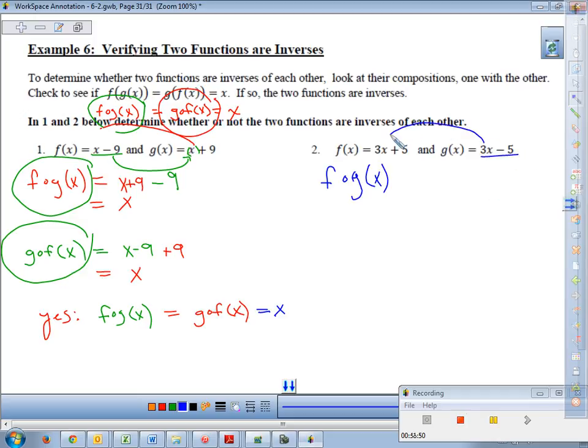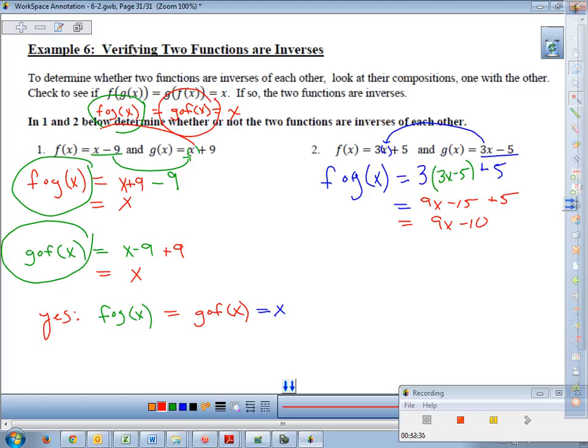G has got to go in to f, correct? So I make myself a little helper arrow, and I'll say that's 3 times 3x minus 5 plus 5. You see that the entire g function went in for x into those parentheses. Everyone good with that so far? I'm going to clean that up. That would be 9x minus 15 plus 5, which equals 9x minus 10.